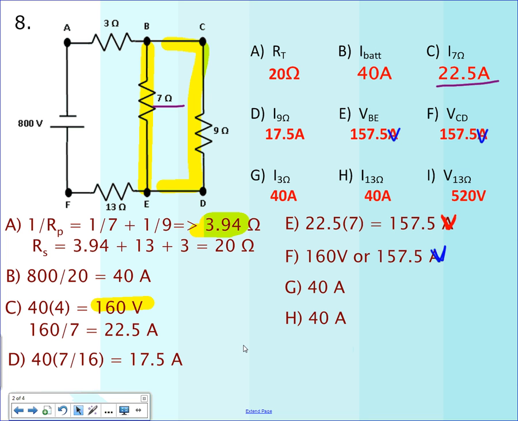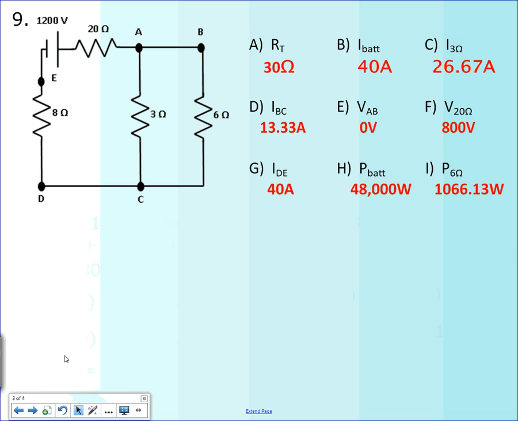Well, voltage equals I times R. So what's the current that goes through the 13 ohm resistor? We've just figured out it's 40. And what's the resistance? Well, it's 13. So 40 amps goes through the resistance of 13 to give you your voltage drop from F to E, which would be 520 volts. So moving on to number 9, let you check out the answers there for a second.